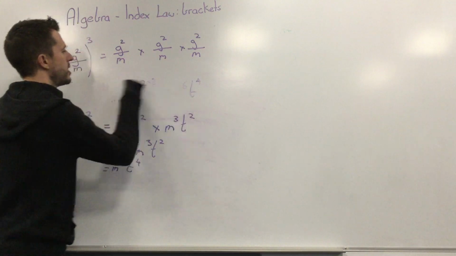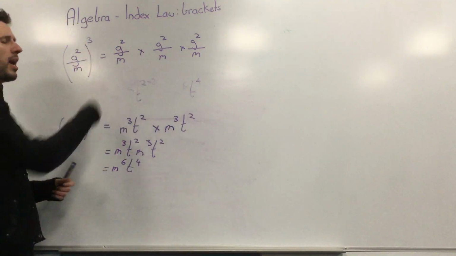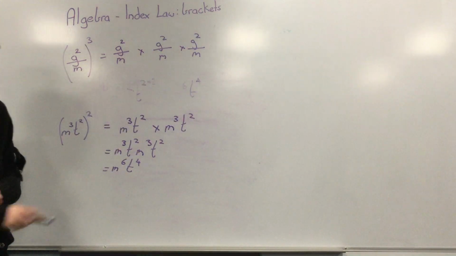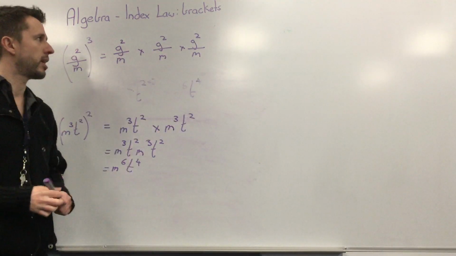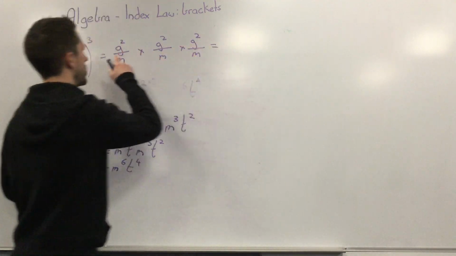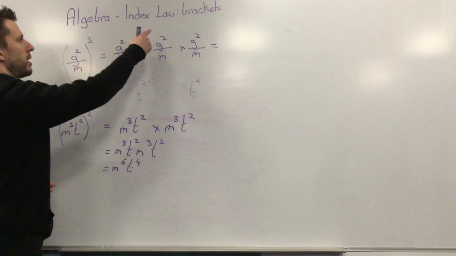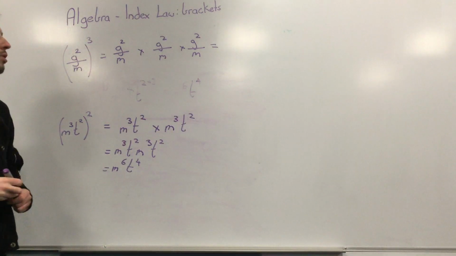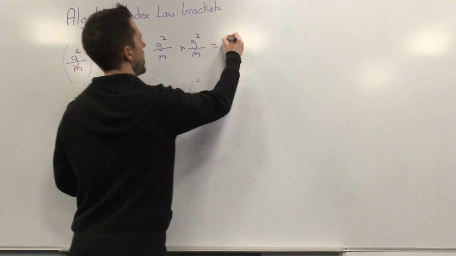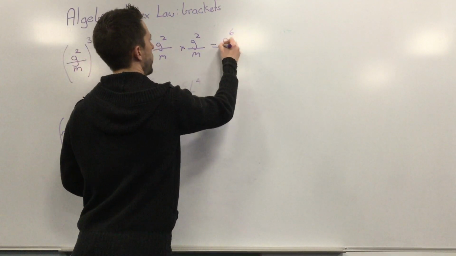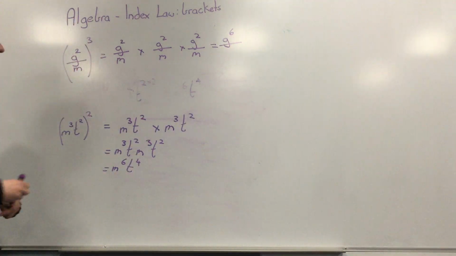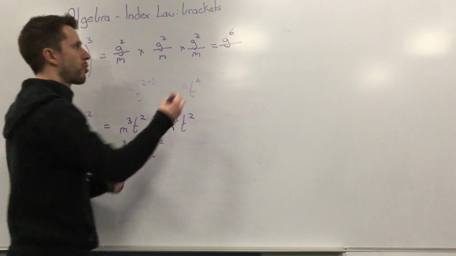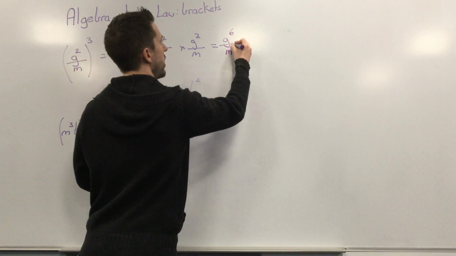Now, if we are thinking about our understanding of fractions, our numerators times together and our denominators times together. So that equals 2 lots of g's timesing, plus another lot of 2 g's, plus another lot of 2 g's. So that is g to the power of 6. And I've got 1 m times another m times another m, so 3 m's are timesing.